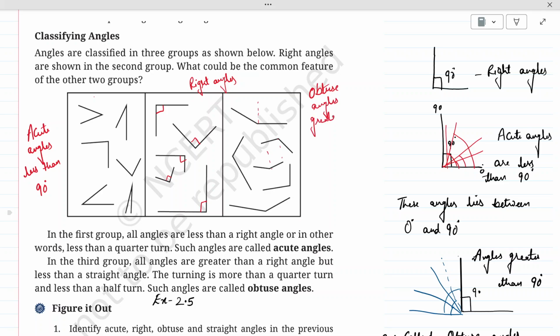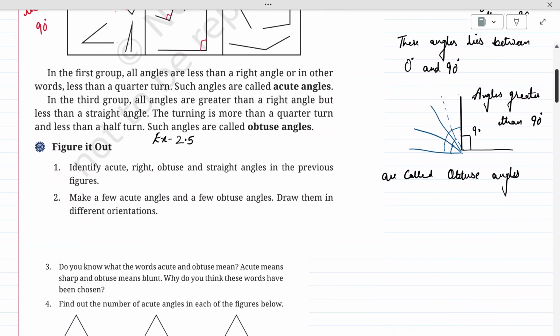Obtuse angles are greater than 90 degrees. Okay, acute angles are less than 90 degrees. We have seen all these angles, they are less than 90. This is a 90-degree line, they are less than 90. These are right angles and these are the obtuse angles. Right angles, they are of 90 degrees. Okay, now this was the first question.